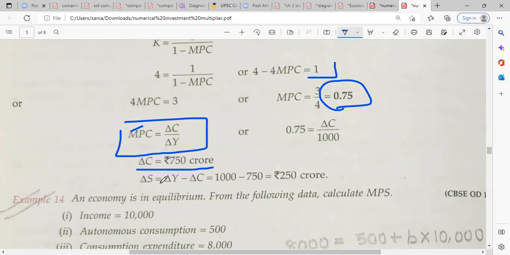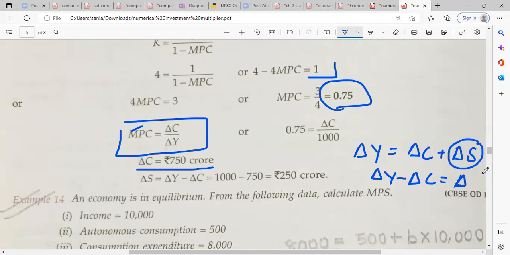And coming to savings, you already know that savings is this, right? So delta Y minus delta C, because your delta Y equals delta C plus delta S, right? So now you have to find change in savings. So you will subtract it, delta Y minus delta C, to find delta S. I hope you didn't forget this formula. You remember this formula? Delta Y equals C plus S.